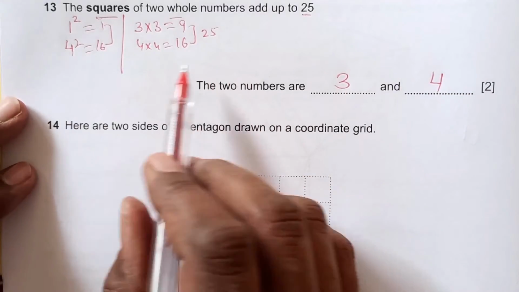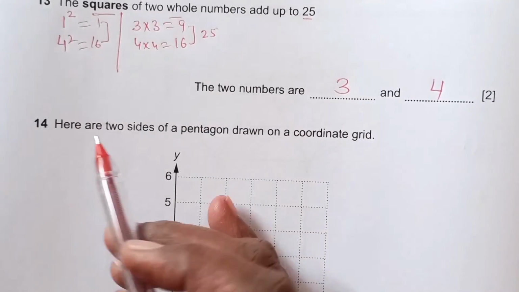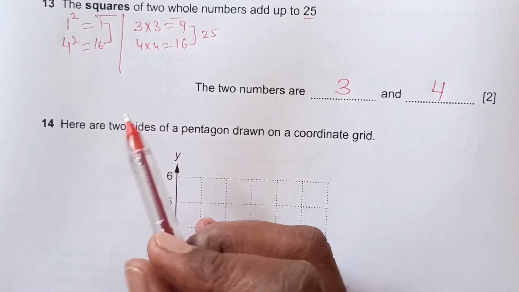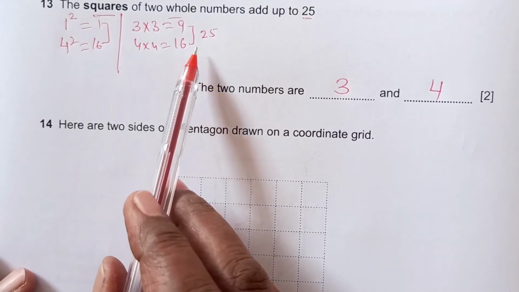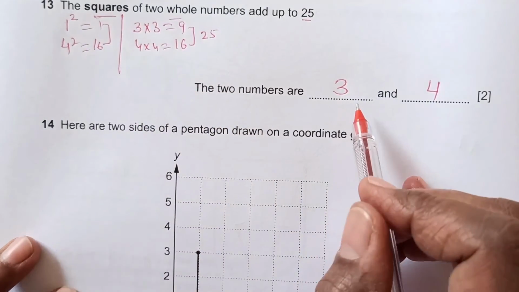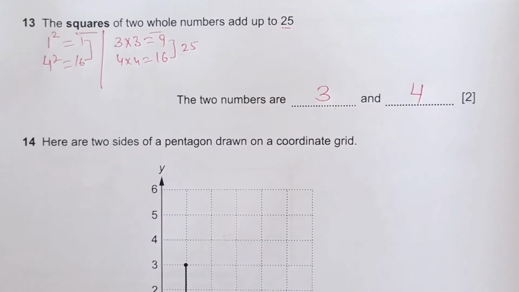So you have to use some numbers, okay, for the trial and error method. Then you can choose which one is correct.